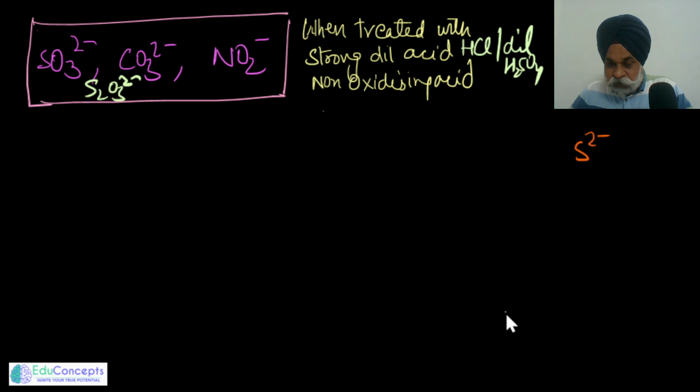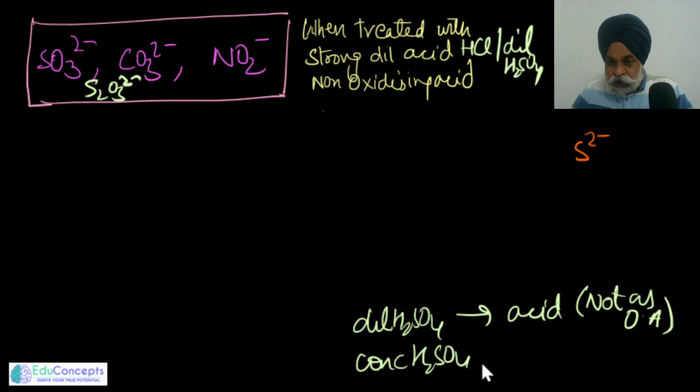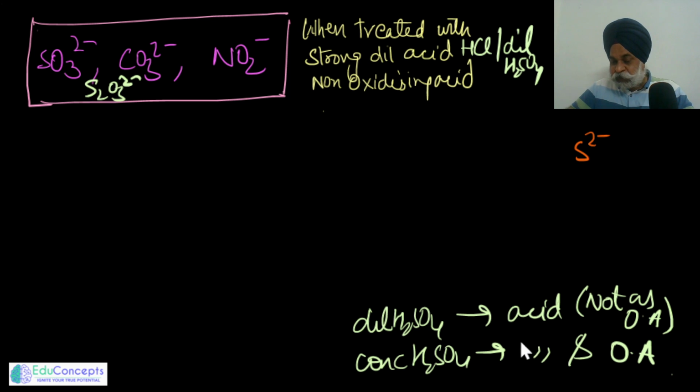And here I would mark one thing: dilute sulfuric acid versus concentrated sulfuric acid. Dilute sulfuric acid majorly acts as an acid and not as an oxidizing agent. But when you make it concentrated, it can act as an acid as well as an oxidizing agent. So do keep this in your mind: concentrated sulfuric acid also shows oxidizing nature.